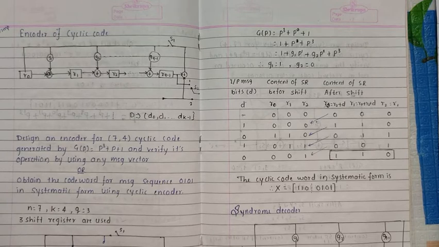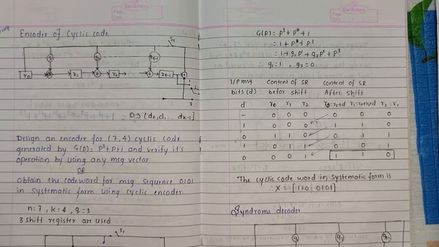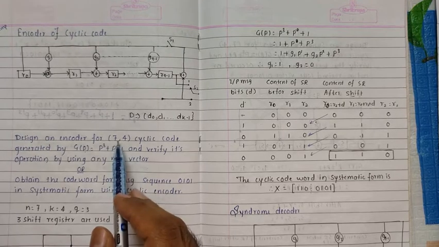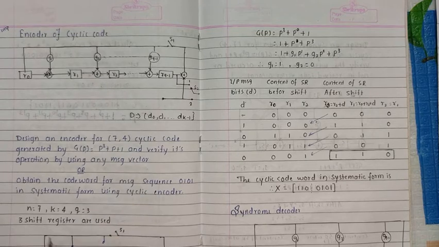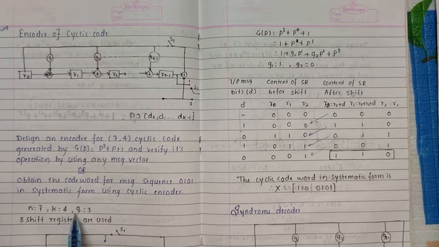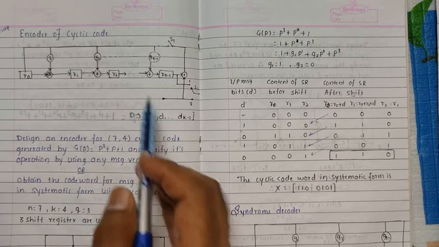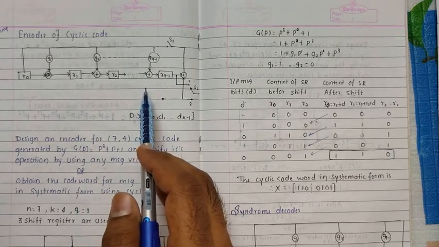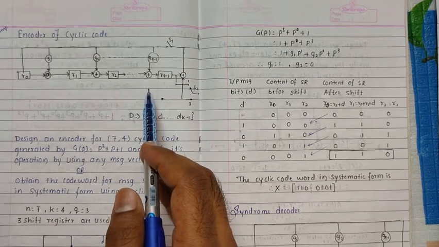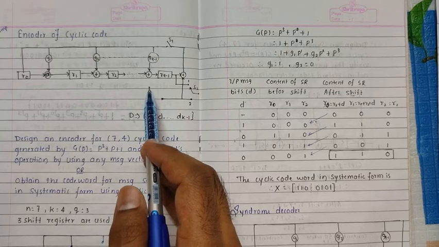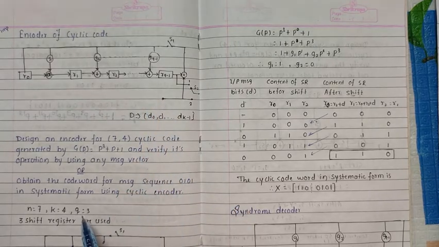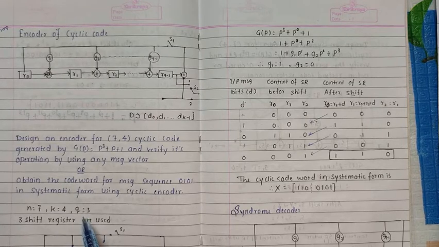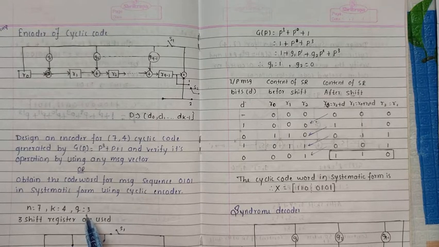Now first of all, before designing a cyclic encoder, let us write the given parameters. From the given size (7,4), we can write the value of n is 7, k is 4, and obviously q means n minus k, that is 7 minus 4, that is 3. Now we know that this is the generalized diagram of the encoder. First of all, we need to look at how many shift registers are required. Q number of shift registers. It means we require 3 shift registers and 3 XOR gates.